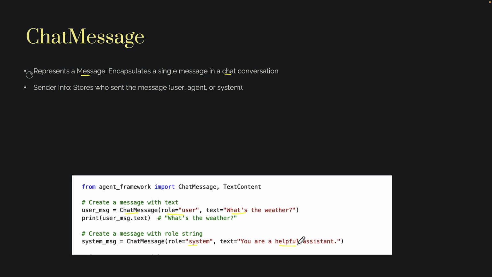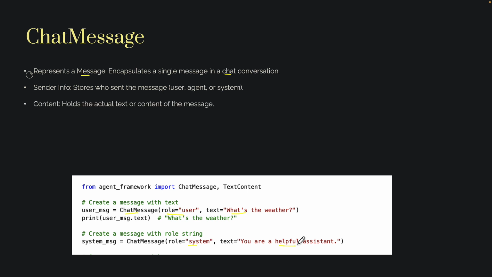Simple examples can be, what is Azure AI? This is where the sender is user. The agent can reply, Azure AI is a cloud service, which is where the sender is agent. And then you can give a system instruction like, you are a helpful assistant. So remember, this helps the agent understand who is actually speaking.